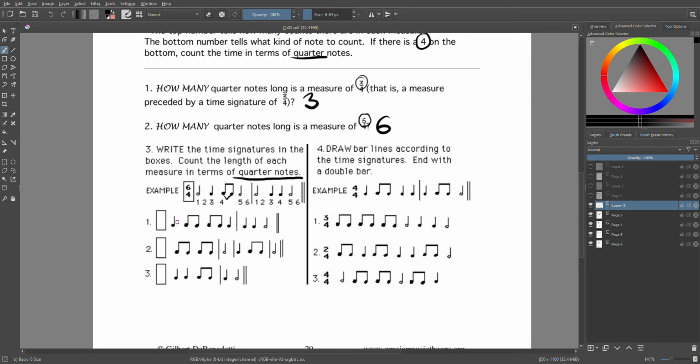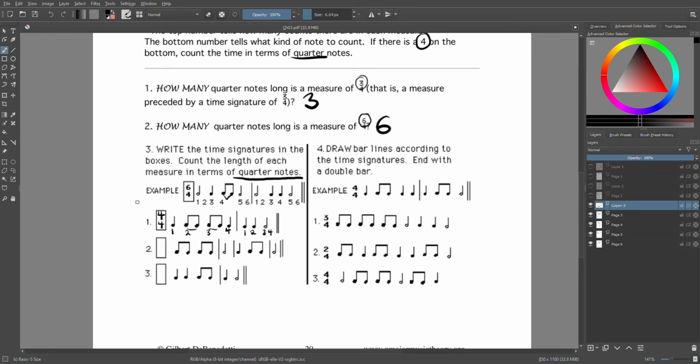Now let's take a look at number 1. Here's 1, 2, remember 2 eighth notes is 1 beat, 3, 4. Bar line. Let's start over. 1, 2, 3, and 4. So this means we have 4 beats per measure, quarter note still getting the beat.